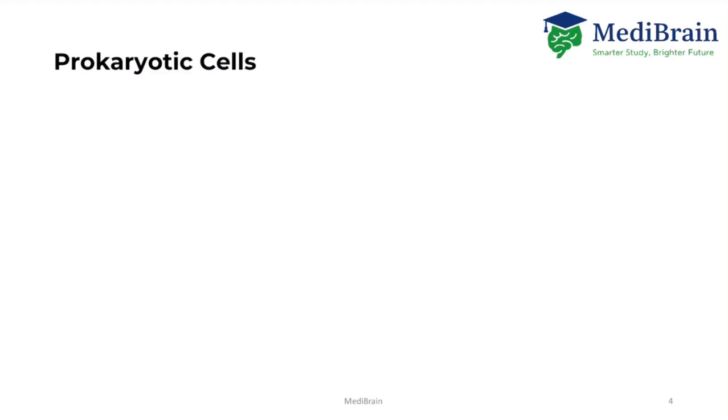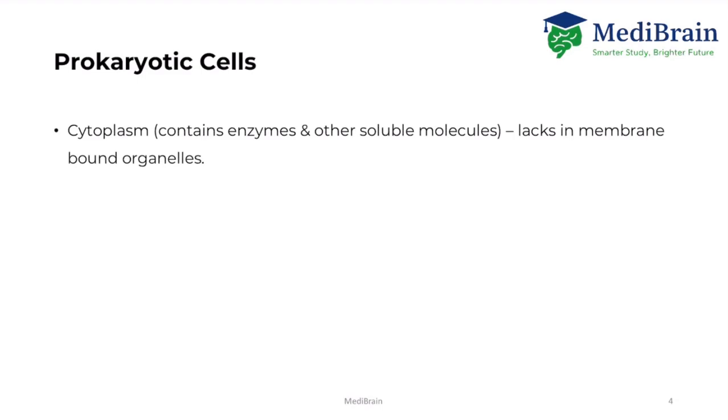Now, the next few things that I'm going to touch upon is the cytoplasm. In prokaryotic cells, the cytoplasm contains enzymes and other soluble molecules. However, the cytoplasm, unlike in eukaryotic cells, lacks membrane-bound organelles. Okay, so for example, the mitochondria, chloroplasts, in terms of membrane-bound organelles, so smaller subcellular structures within the cell, it lacks those subcellular structures because normally all subcellular structures, apart from ribosomes, will have a membrane surrounding them.